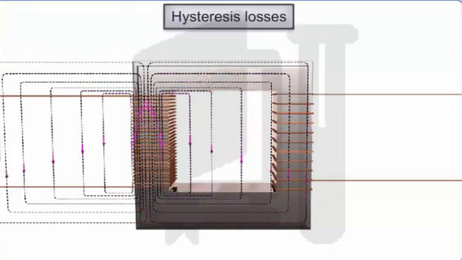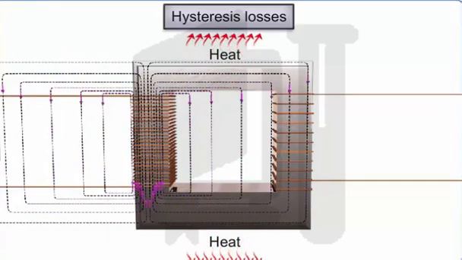The alternating magnetic field repeatedly results in the reversal of the magnetization of the core, which consumes some energy due to heating of the core. This is called hysteresis loss. This loss can be minimized by using a magnetic material which has a low hysteresis loss.